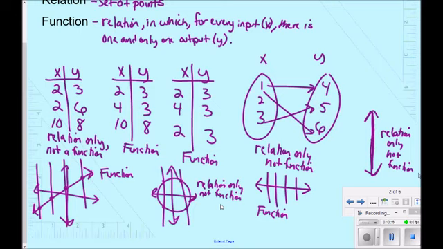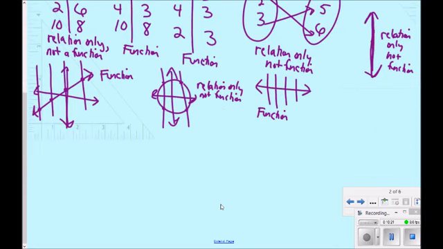Okay. Now, one other thing we did with relation and function before we go back to domain and range, we also talked about if we were given an equation. So something like y equals negative x squared. Well, I can either look at a table for that, or I could look at a graph for that to determine whether it's a function or not. So let's look at a table.